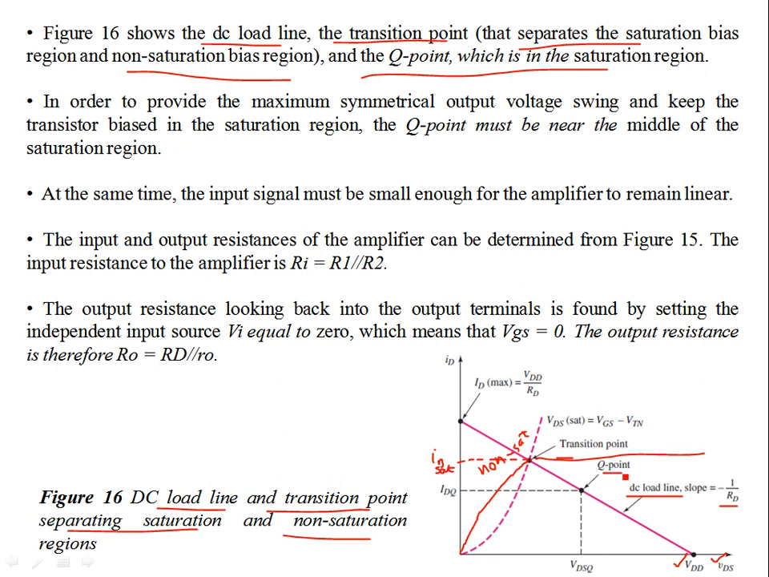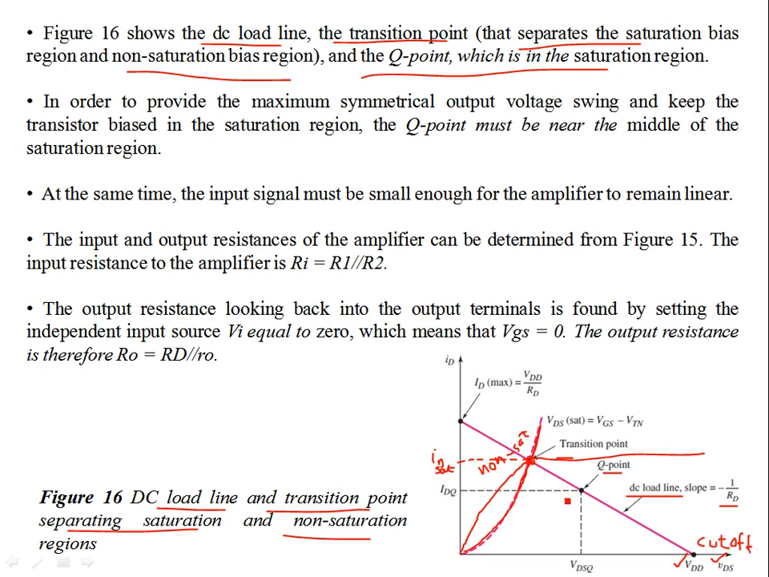So preferably this Q point, for linear amplification and to have a maximum swing, should be somewhere in the middle of the saturation region. That means from the transition point, the transition from non-sat to sat, this is the point where this line is determining the non-sat region on the left side. On the right side you have the saturation region, and this is the cutoff region where the current is zero. So somewhere in the middle.